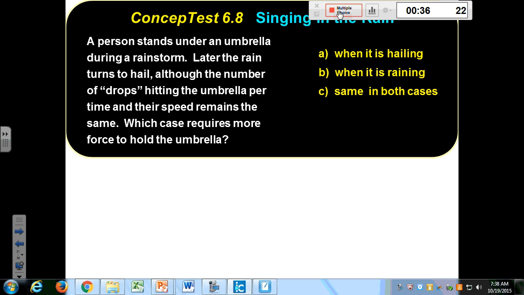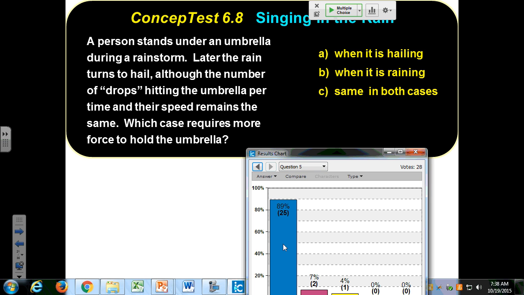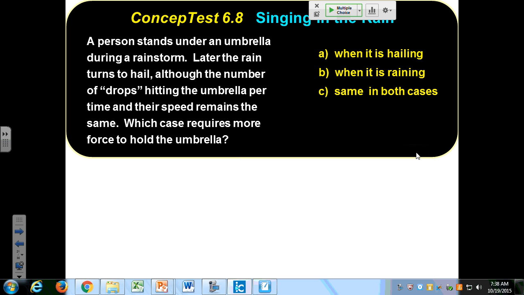Think about how the hail is different from the raindrops. When the hail strikes your umbrella, how is that different from a raindrop striking your umbrella? I'll stop at 50 seconds. Okay, good. Why is it more difficult to hold the umbrella when it hails? What does the hail do? It bounces off, right? So the hail bounces off, imparting a greater change in momentum.